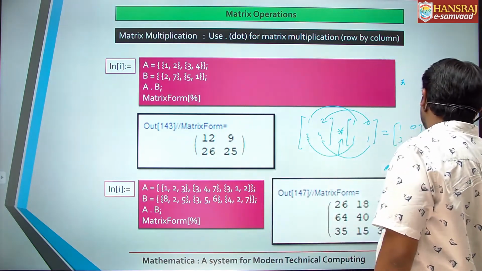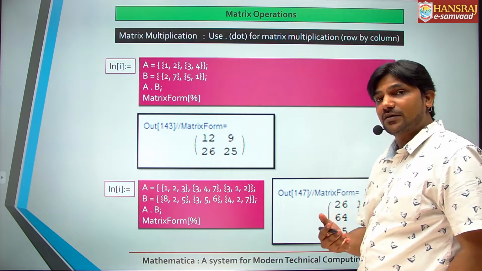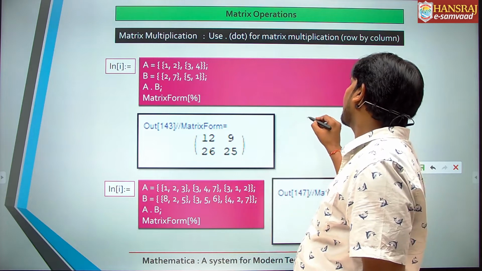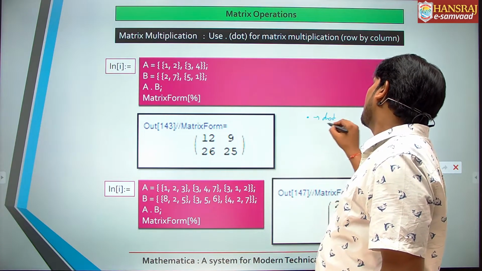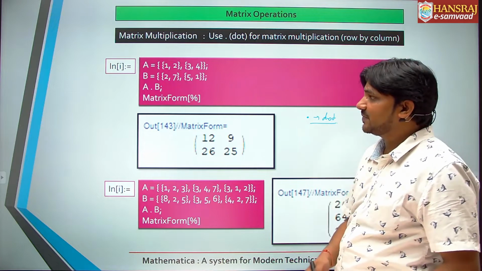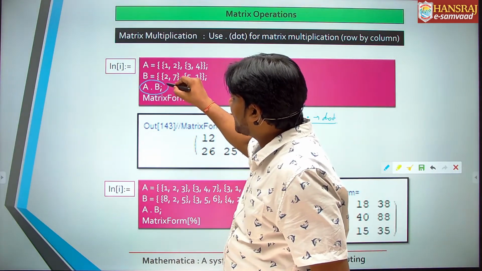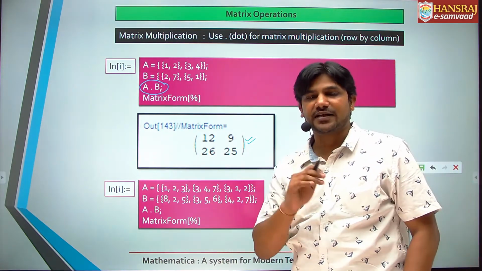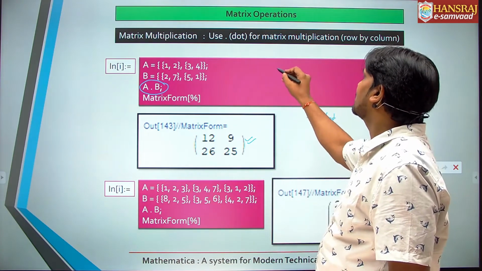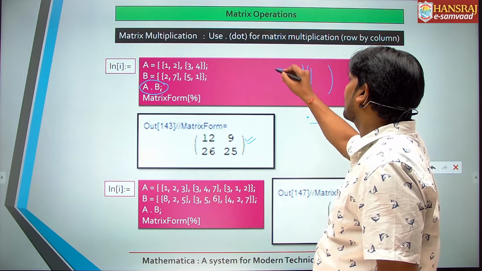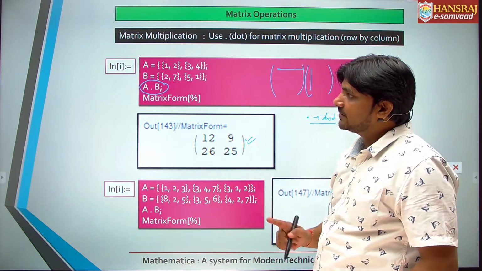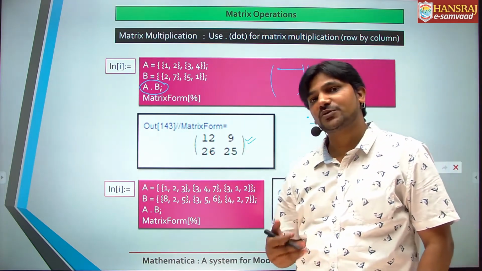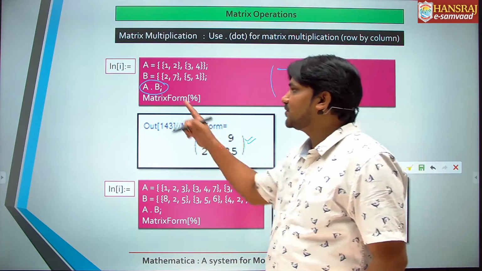So how will we differentiate when we need our output as standard multiplication? There is an operator, dot. This dot works for your matrix multiplication. So here A dot B is nothing but your standard matrix multiplication, that means row by column. In matrices you use row by column. So remember, never use A asterisk B if you want standard matrix multiplication. Always use A dot B.